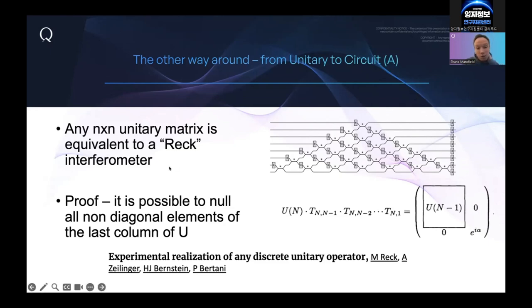It's a translation to make, and it was due to Reck, Zeilinger, Bernstein, and Bertani originally, and there have been many variations of it since. You take an n by n unitary matrix and you can actually decompose it into an arrangement of beam splitters and phase shifters that will implement exactly that unitary for you. It's a remarkable result.